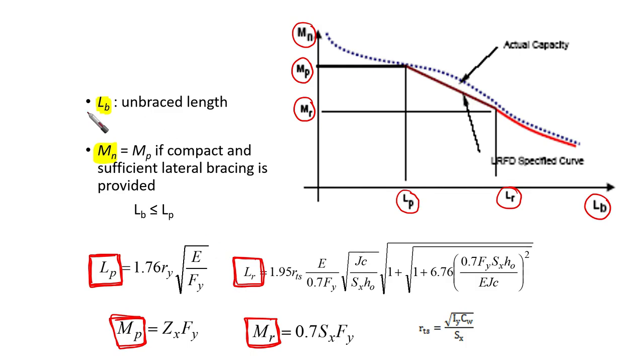Okay, now for LB, it is the unbraced length, as I said, and MN, it is the MP. If compact and sufficient lateral bracing is provided, it means that from here to here, which is LB, is less than or equal to LP. Okay, so we are in this zone here. Then what is LP? It is the plastic limit, and numerically it is going to be 1.76 RY times the square root of E over F yield. Take care, we are talking about RY, the smallest radius of gyration.